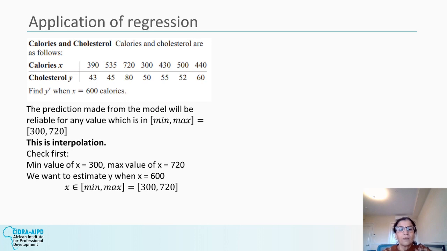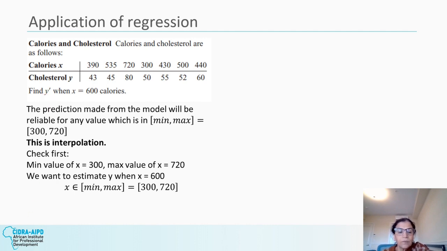How do we apply this regression model? Look at this example, calories and cholesterol. You have numbers representing calories, but the value 600 is missing from the X dataset. So you have to predict Y when X is 600 calories. Instead of writing Y, it is written as Y dash because it's the predicted value. It's not an observed value.